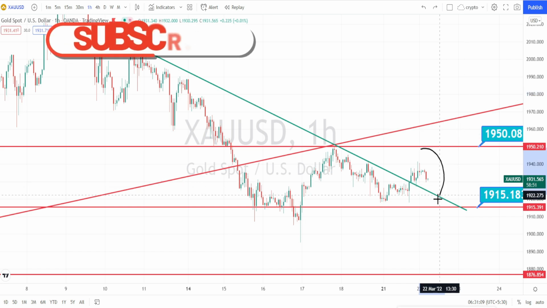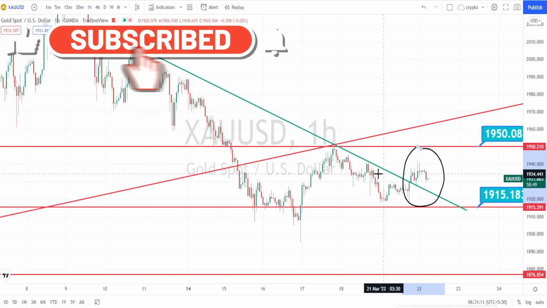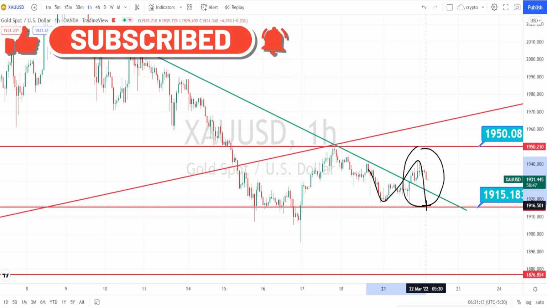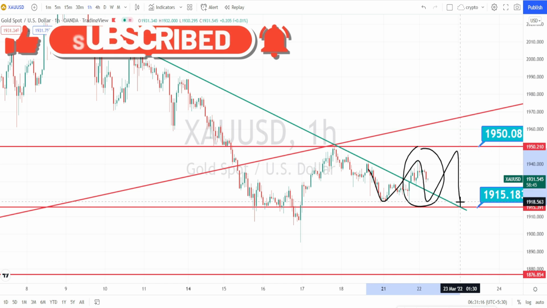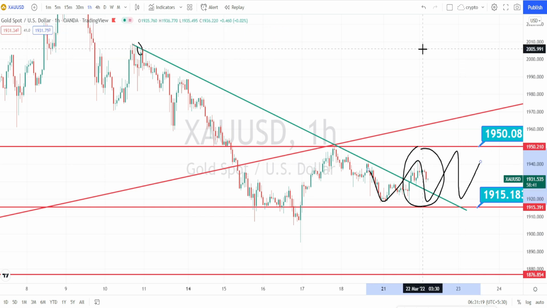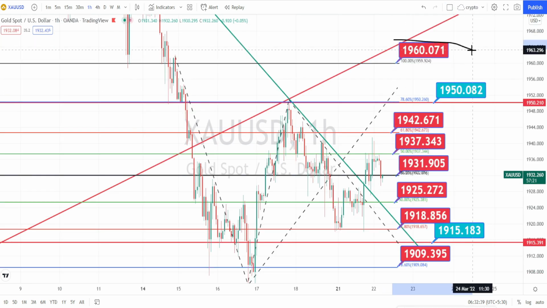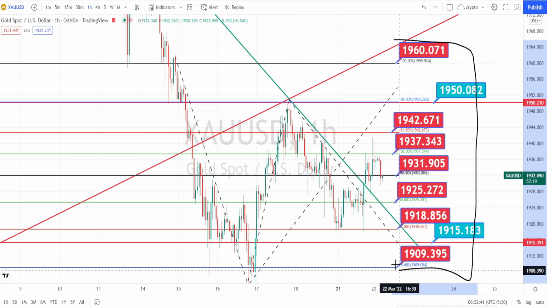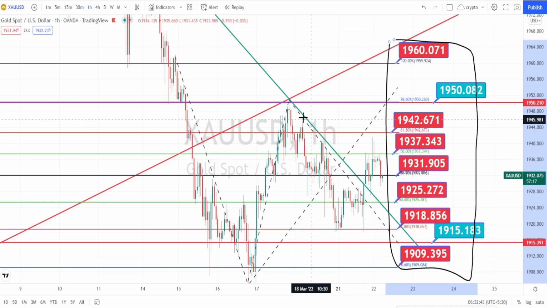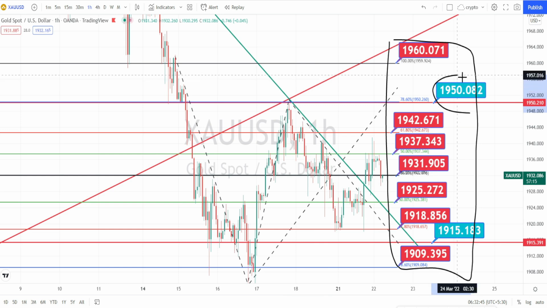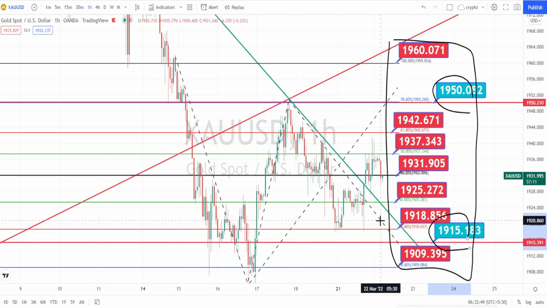At present the price action in hourly time frame also is sideways. There is no direction in the market. It is a range bound market. Let us mark the support and resistance levels for hourly time frame. So these are all the resistance and support levels for hourly time frame. Currently the price action is trading within this resistance level of 1950 and support level of 1915.